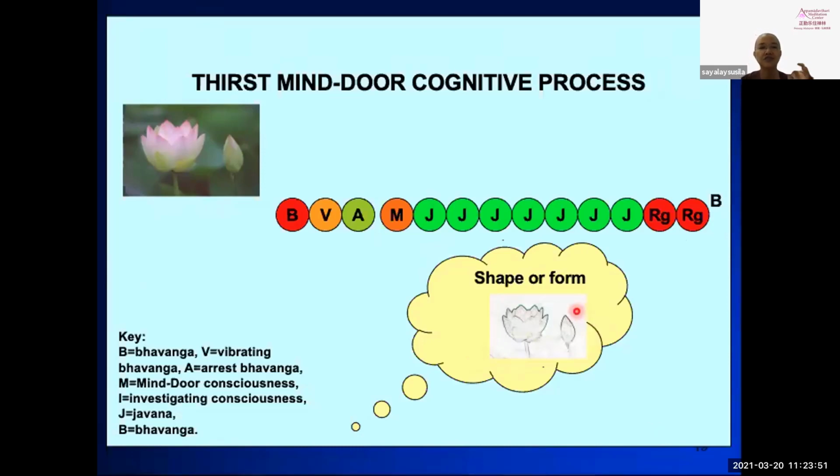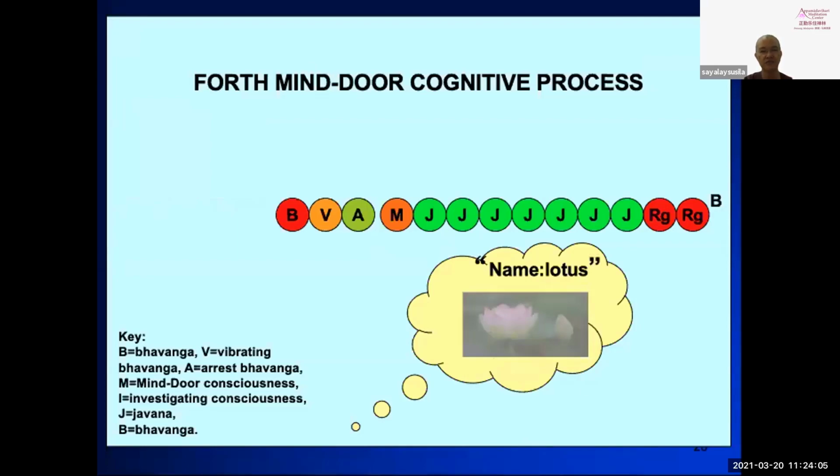Now we come to the shape or form of the object. The shape or form that the eyes just now saw now becomes clear to the mind: the shape of the lotus. Then follows the fourth mind door cognitive process, the name of the visible object. Oh, lotus. The shape comes out, or the name comes out.